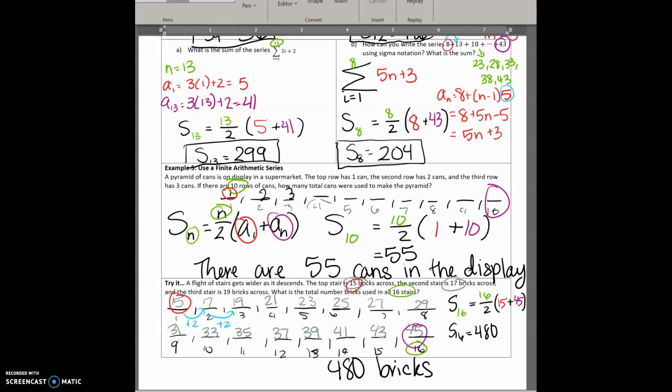Okay, so this one had 15 in the first, and 17, then 19, and there's 16 stairs total. And these are the numbers here representing the bricks in each stair. So it goes up by 2 each time. So I found all of them, and the highest one was 45. And so I plugged in, my number of terms was 16. My first term was 15 bricks, and the last one was 45 bricks. And so I found the sum of them, showing that we needed 480 bricks for these stairs. And that is it for 1.4.